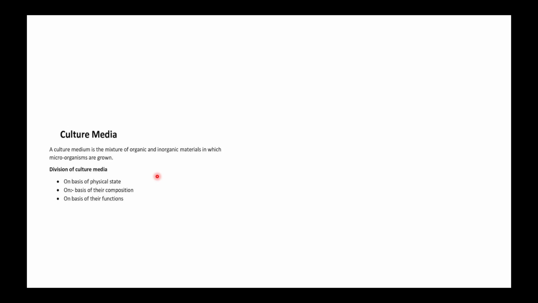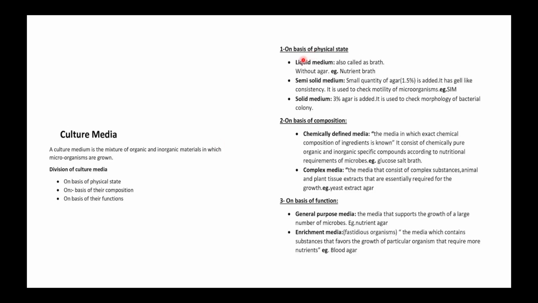There can be different types of culture media, which can be divided depending on their composition, depending on the state of the growth medium, which can be liquid, solid, or semi-solid. Also there can be classification based on their functions. So, based on the physical state, the growth medium can be a liquid one. It should be broth.